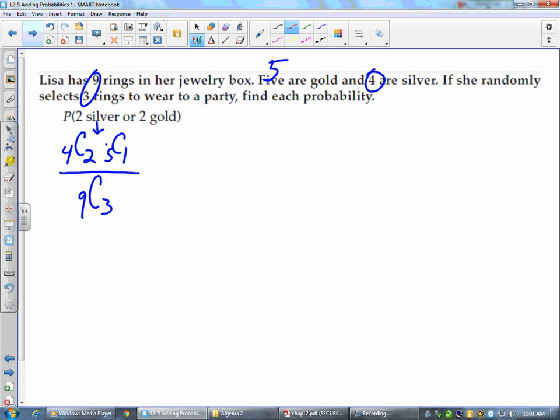Now, if I'm going to pick 2 golds, I need to know, okay, there are 5 golds to pick from. So let's find the combinations of picking 2 out of 5 golds. But if there's 2 that are gold, that means there's going to be 1 silver. So 4 to pick from, and I'm going to choose 1 of those silver ones. That's how many combinations there are for picking 2 gold rings. How many possible? There's 9 total, and we're picking 3. So the OR means we are going to add these together.